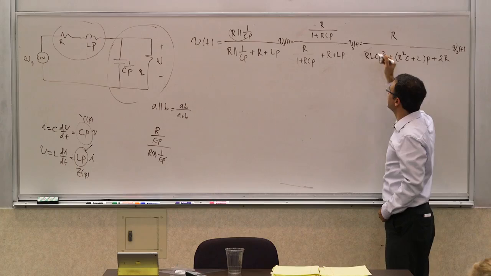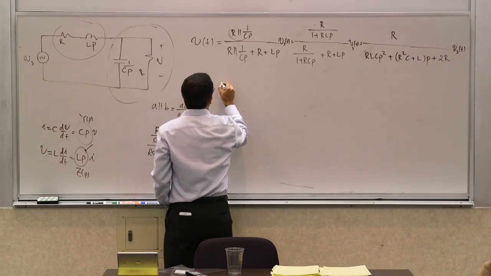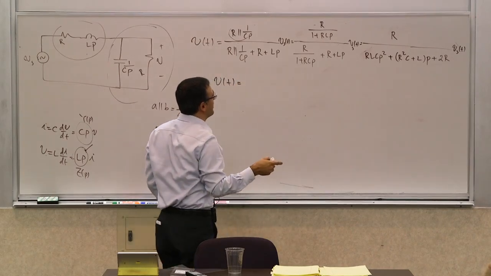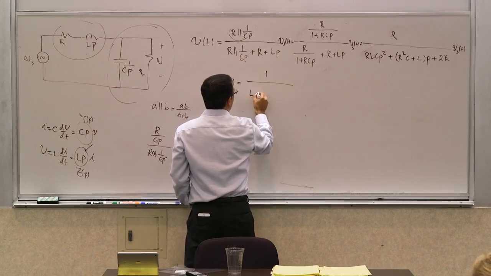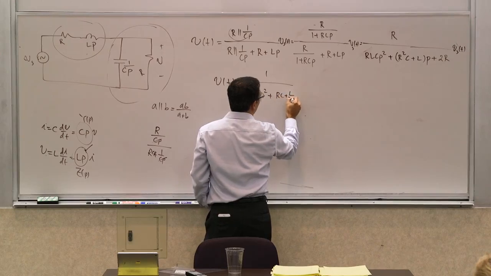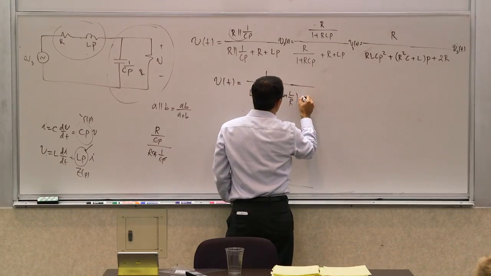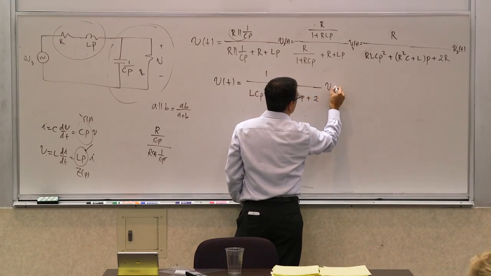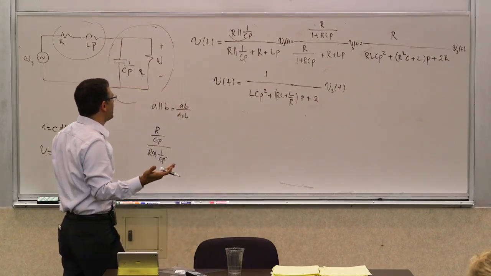Right? So this is a new operator. I'm just finding what this operator is. So I can write it this way. Now V of t is that operator. I can simplify it by dividing the numerator and denominator by R. So I would end up with 1 over LCp squared plus RCp plus L over R. You can see these forms. You will see them commonly, plus 2 Vs of t. Okay? So this is basically a new operator.